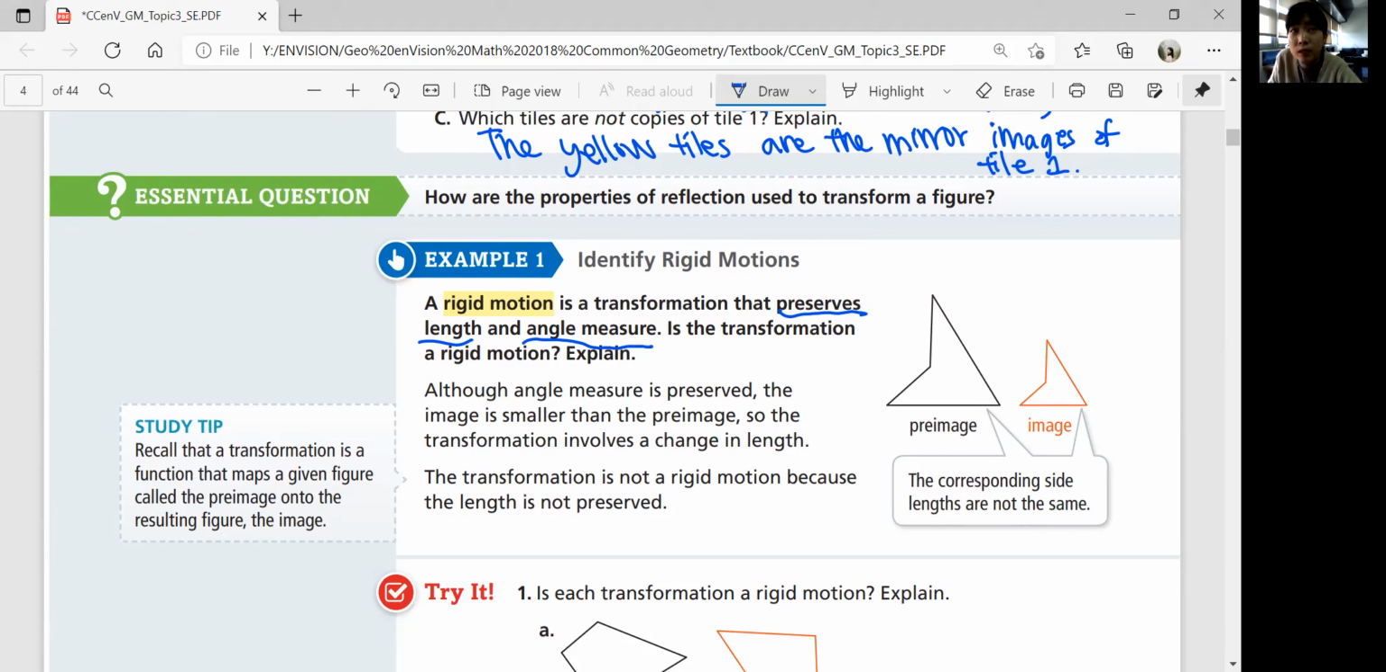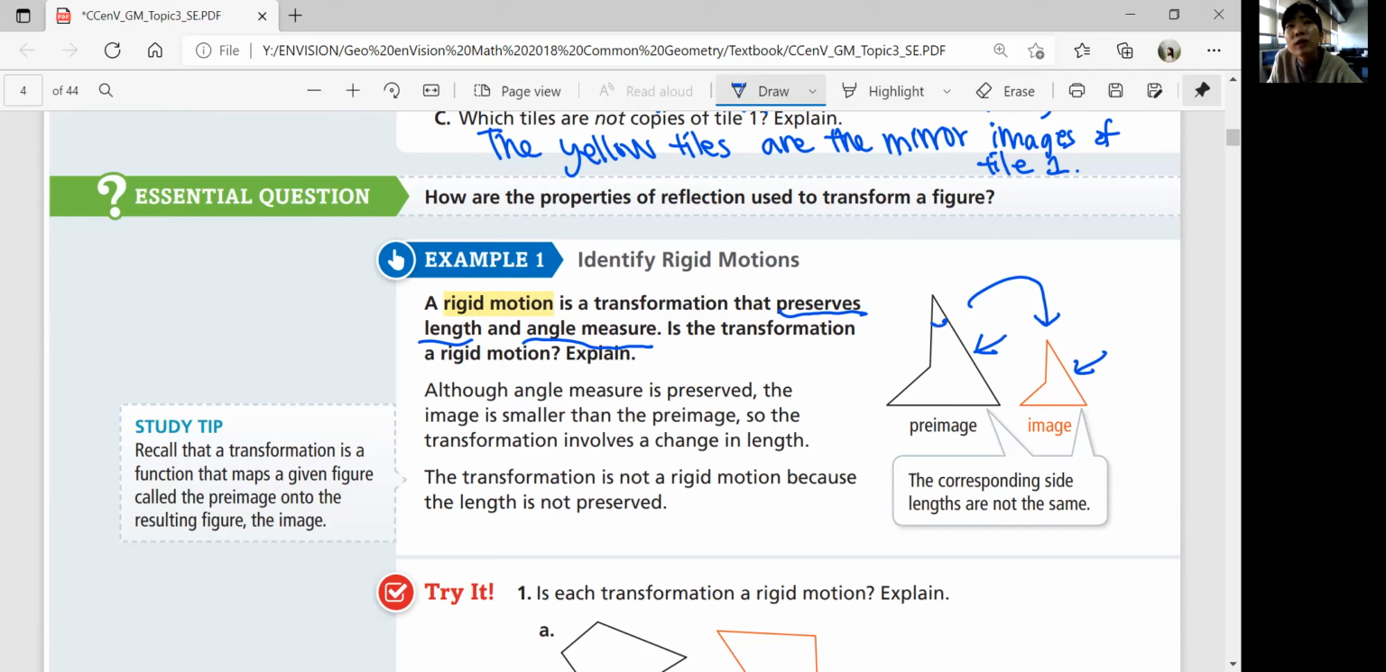Look at the pre-image to image. Does it preserve length? Look at their corresponding sides. This is, let's say, side 1, side 2, and then side 3. Are they the same length? No, so you cannot say they're the same length, which means they do not preserve length.